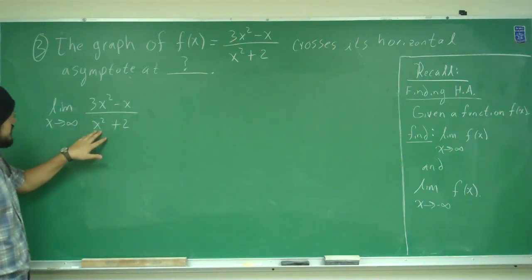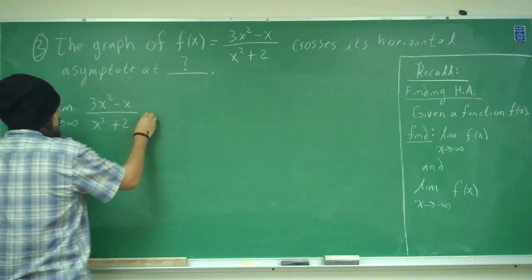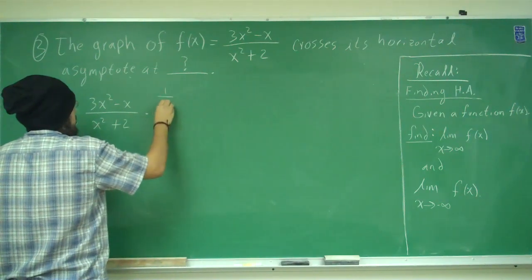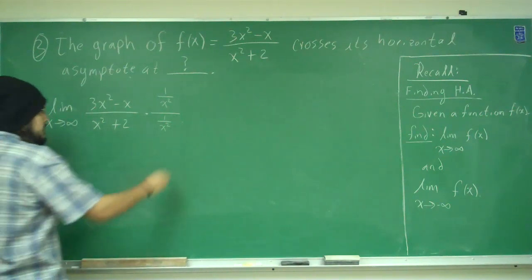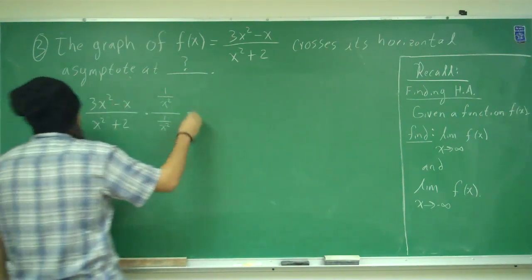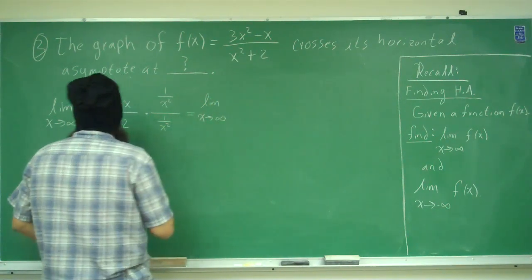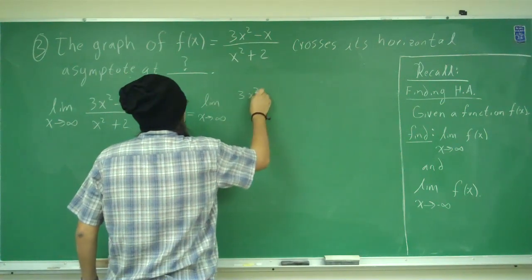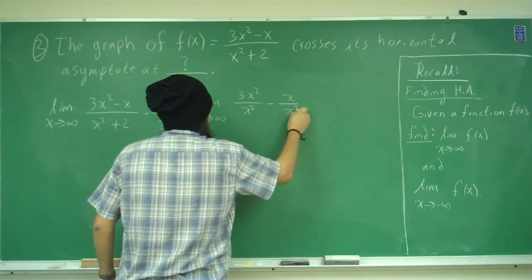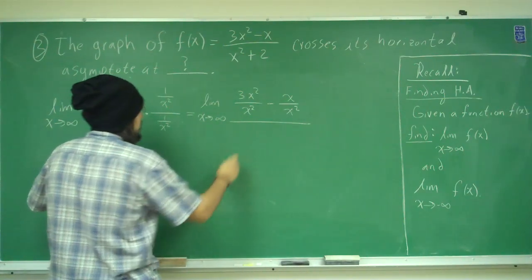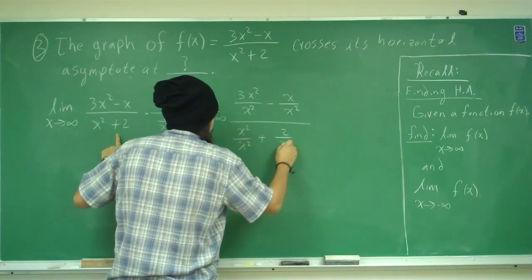So what do I have to do here? We usually look at the denominator and see what the highest degree is. It's 2, so we have an x squared. So I want to multiply the numerator by the reciprocal of that, and the denominator by the reciprocal of that. If we do that, distribute this to each term. We get the limit as x approaches infinity of 3x squared divided by x squared minus x divided by x squared, all that divided by x squared divided by x squared plus 2 divided by x squared.